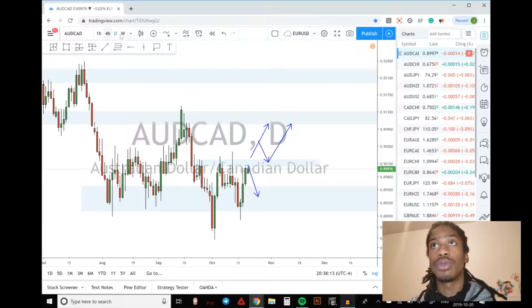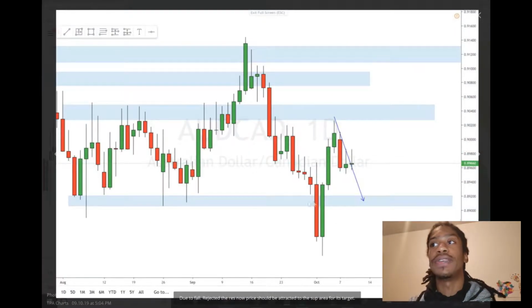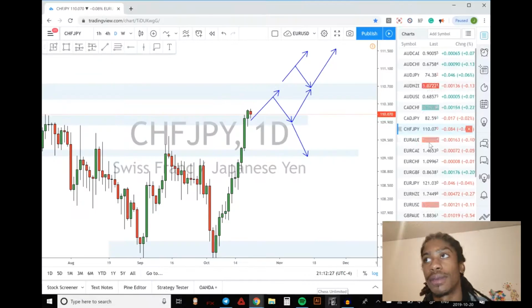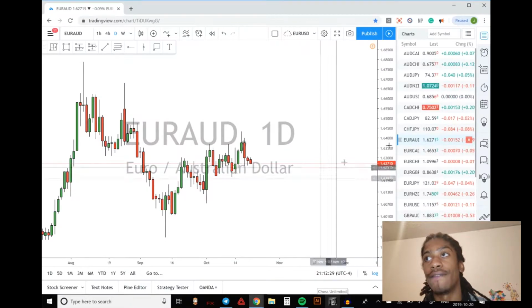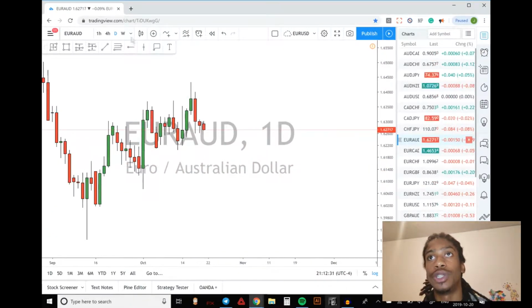So I'm going to go through and post this to the Telegram group. We can pretty much see from the previous analysis that we had on the Australian CAD that our take profits was hit. So, I mean, that's great. Okay, so next here we have the Euro Australian.